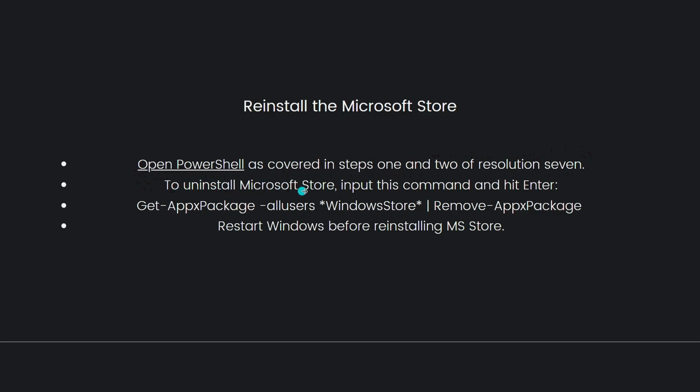To uninstall Microsoft Store, input this command and hit enter. This is the command that you need to type: get-appxpackage /allusers *WindowsStore*, then this line, remove-appxpackage. Restart Windows before reinstalling Microsoft Store again.